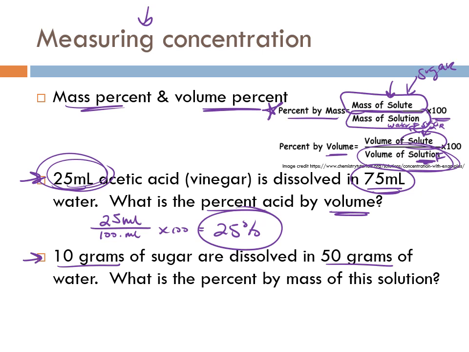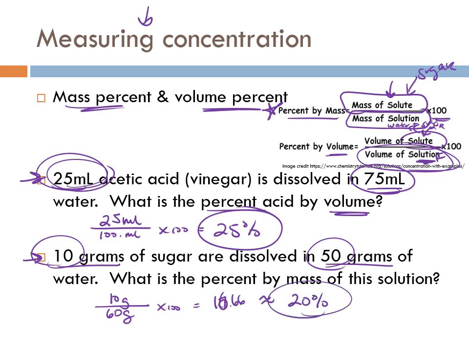All right, so hopefully we did. Mass of the solute is 10 grams of sugar divided by the mass of the solution, which is the combination of 10 and 50. 60 grams times 100 is going to give us 10 divided by 60 times 100. We've got 1.666 repeating. We'll round that to just 1 sig fig, 20% mass.